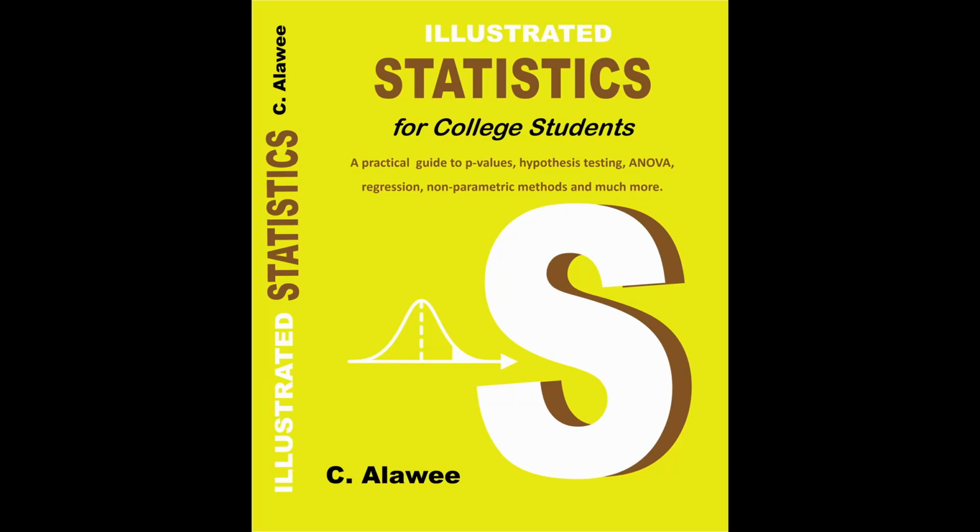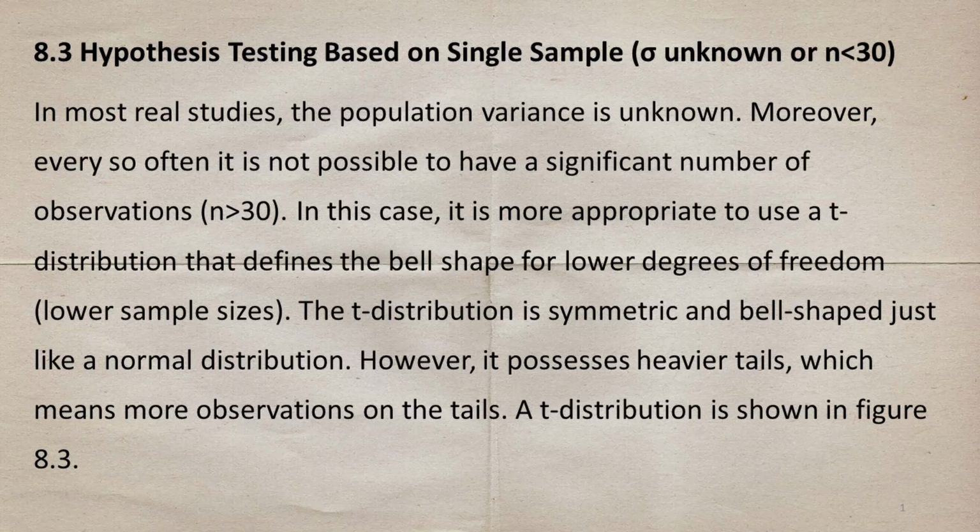8.3 Hypothesis testing based on single sample, the population variance sigma unknown, or the sample size n less than 30. As we mentioned before in confidence interval estimation, in most real studies the population variance is unknown. Moreover, every so often it is not possible to have a significant number of observations, n greater than 30.